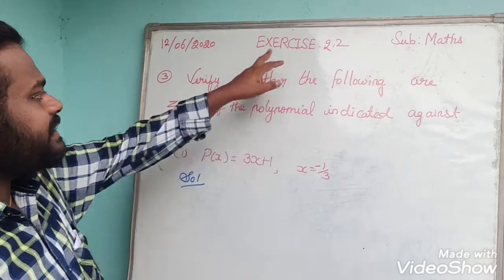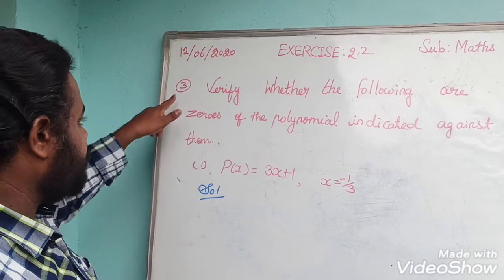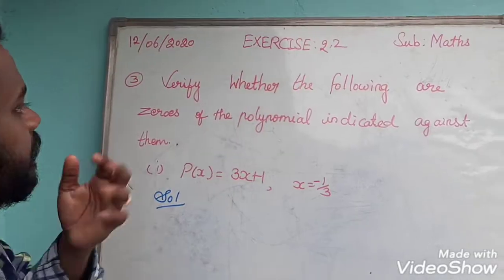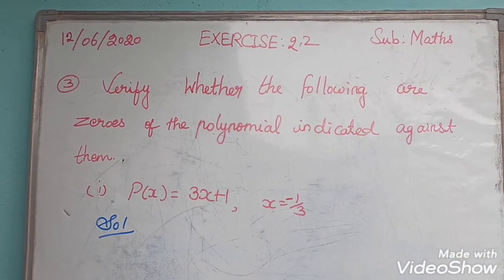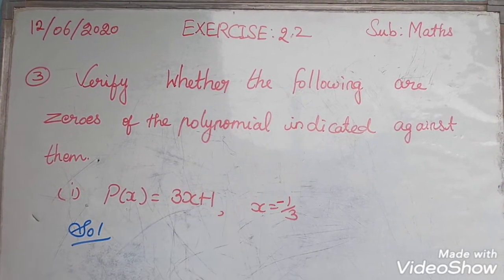Last class we saw exercise 2.2, second Roman. Now we continue on the same exercise from third Roman. Verify whether the following are zeros of the polynomial indicated against them. P of x equal to 3x plus 1, x equal to minus 1 by 3.